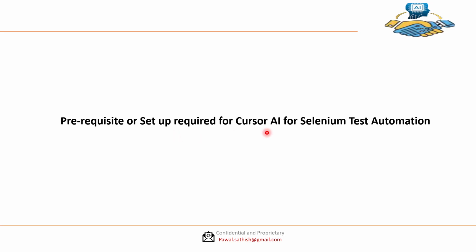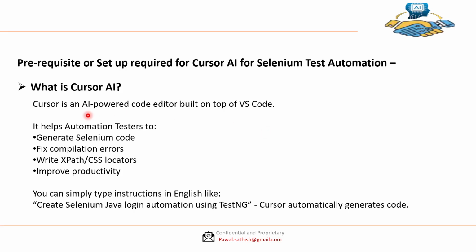Before we start, first we'll quickly understand what Cursor AI is. Cursor AI is an AI-powered code editor built on top of Visual Studio Code. As we saw in the last session, it helps in generating the Selenium code, it fixes compilation errors, it helps to write XPath and CSS locators, and definitely it improves productivity.